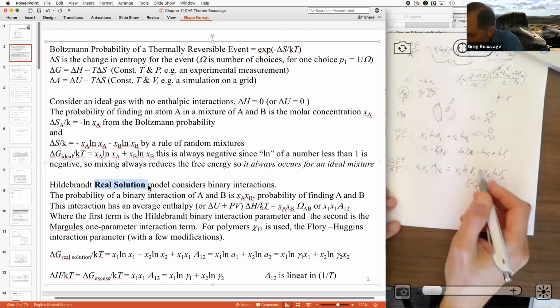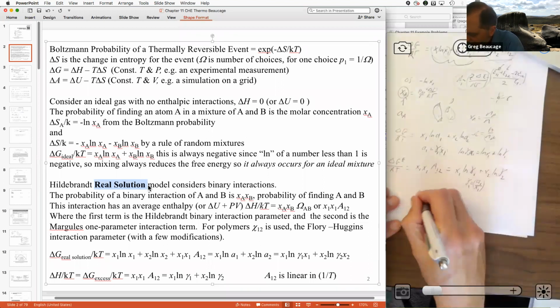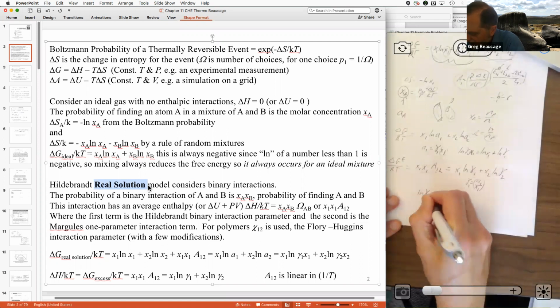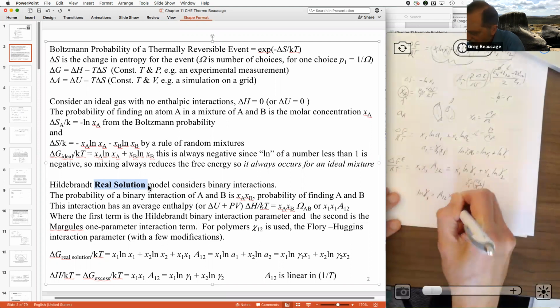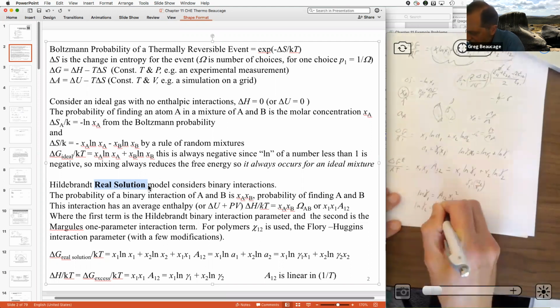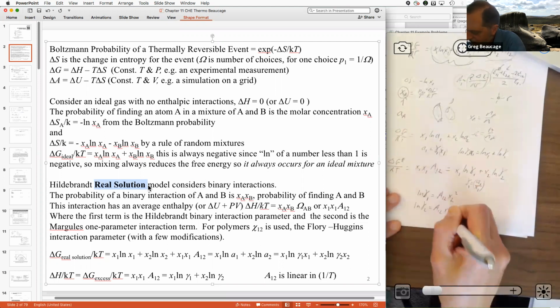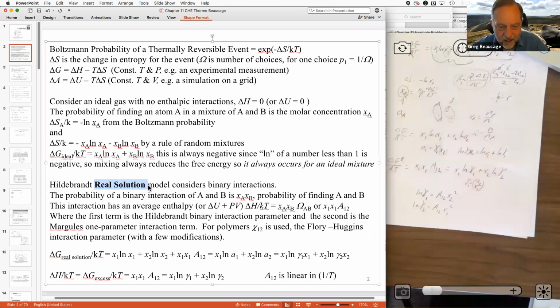So the way that works out is that ln of gamma 1 equals A12 times x2 squared, and ln of gamma 2 equals A12 times x1 squared. So the numbers swap here. Right? And the reason that comes out that way is this.